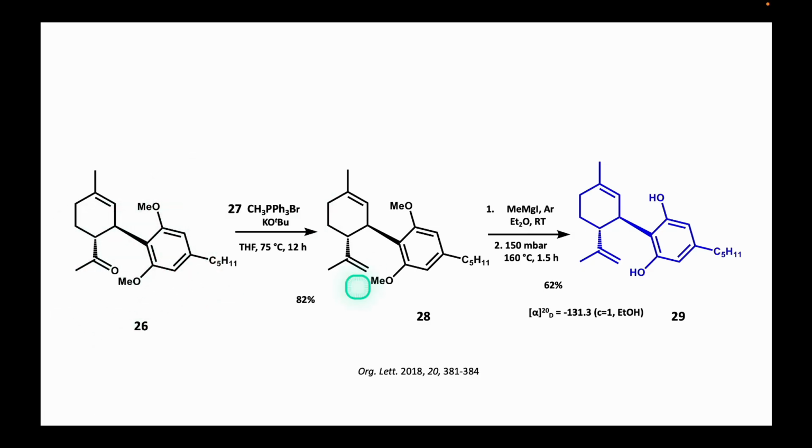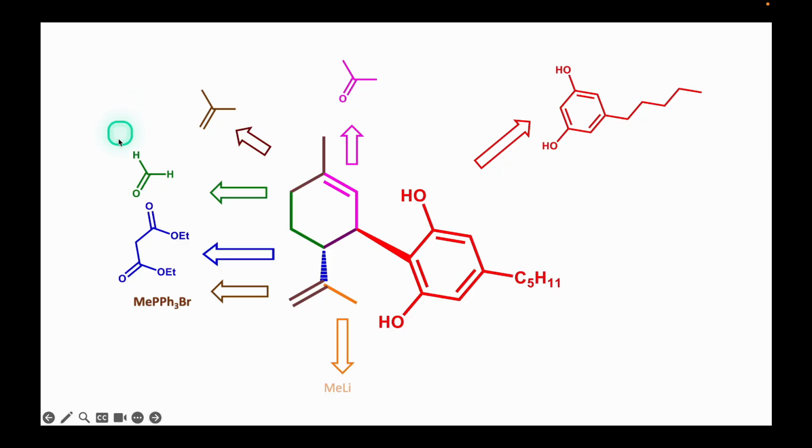Finally, the deprotection of the phenol groups is carried out first with the methyl Grignard reagent, followed by vacuum heating to produce the final product with 62% yield. In summary, here are the raw materials and their structural contribution.